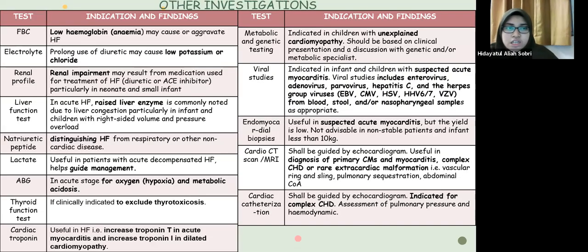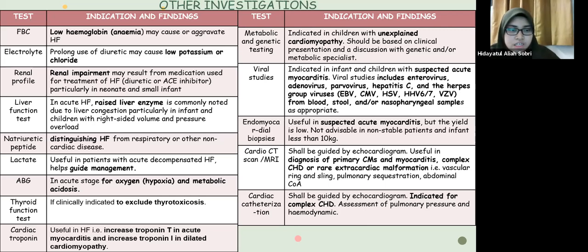Next, other investigations that we can do are full blood count to look for anemia that can cause or aggravate the heart failure, electrolytes to look for low potassium and chloride due to prolonged use of diuretics, renal profile to look for any renal impairment due to treatment of heart failure, and liver function test because we want to look for raised liver enzymes due to liver congestion, natriuretic peptide. We want to distinguish heart failure from respiratory or other non-cardiac disease.